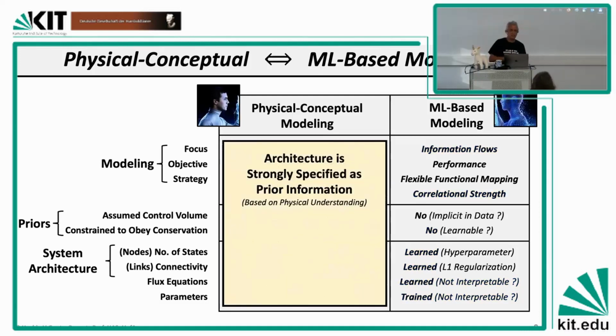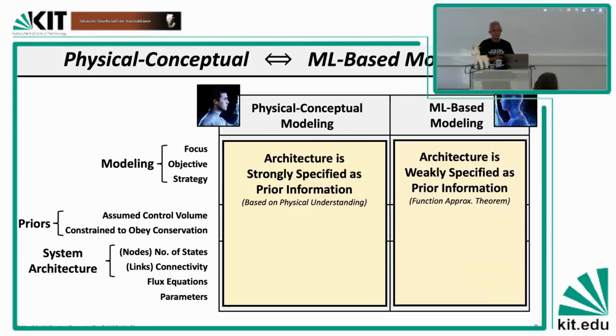The basic point is that in physical modeling, the form of the structure of the model is very strongly specified beforehand, before you start your application. And that's based on physical understanding. Whereas in machine learning models, the architecture is only weakly specified. And you take advantage of this thing called the function approximation theorem, which basically says if you formulate your problem as an artificial neural network, you can pretty much learn any relationship, input-output mapping, using that mathematics.